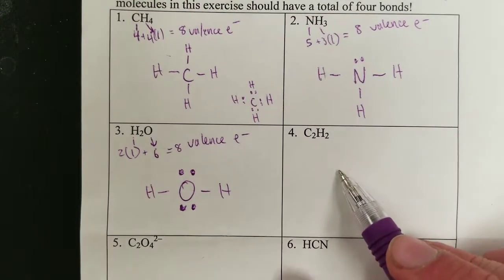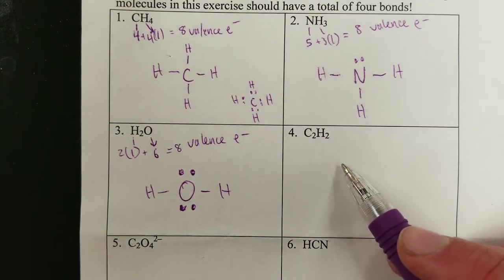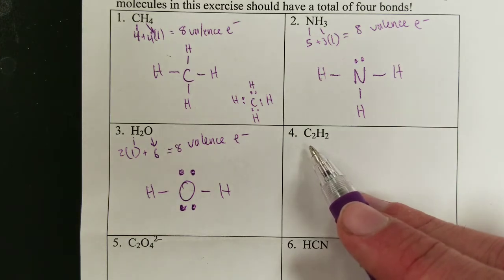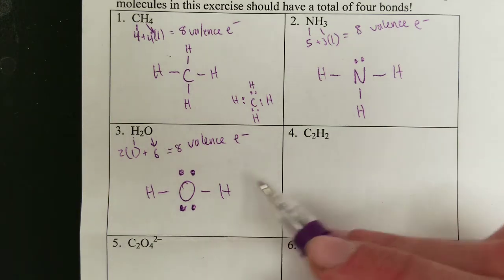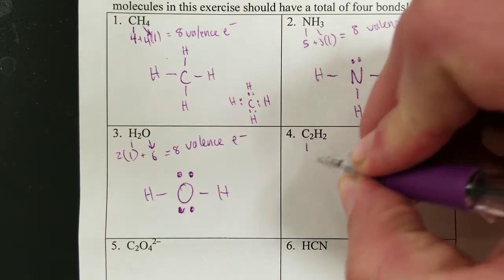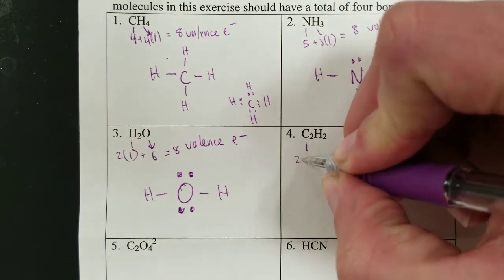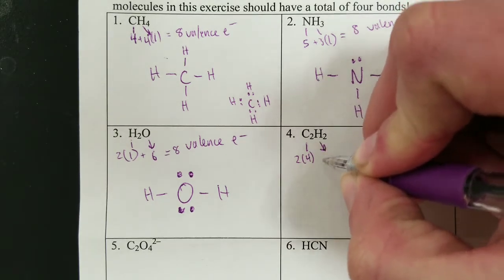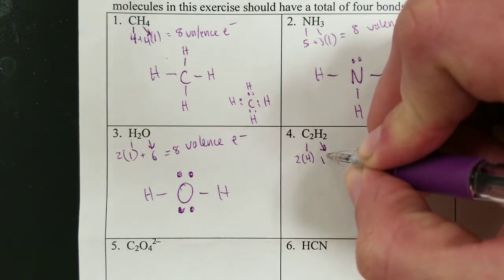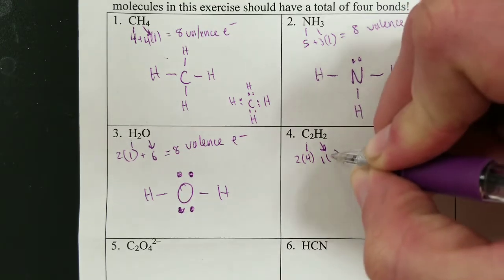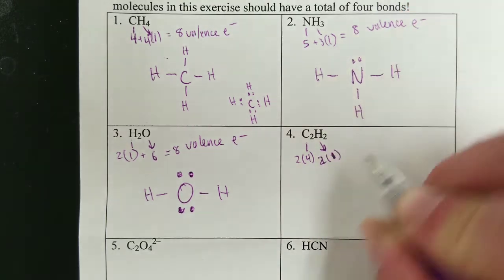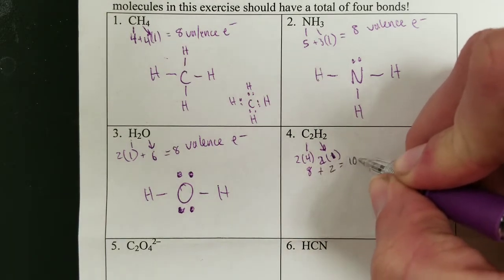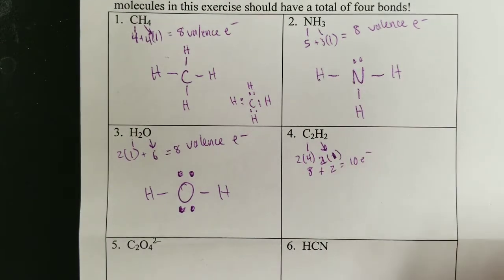This is a little more of a challenge, because here's the thing. If you just follow this, you're going to find an issue. In fact, rather than try to describe it, let me show you. So there's 2 carbons with 4 electrons each. Here we have 2 hydrogens with 1 electron each. So 8 plus 2 equals 10 valence electrons.